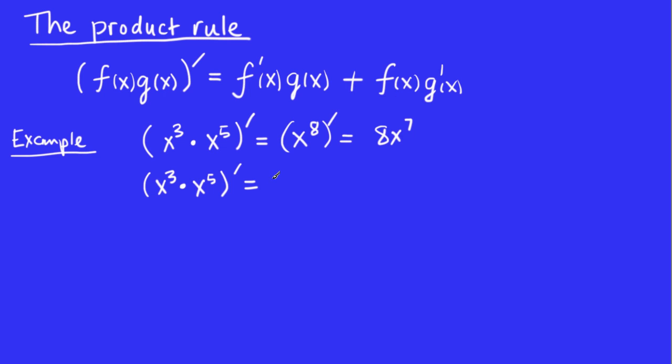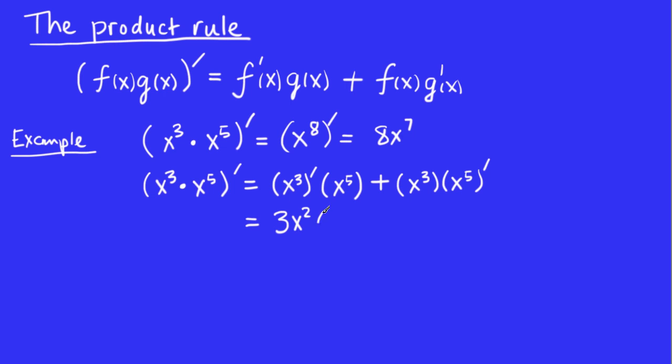It's the derivative of the first one, so the derivative of x cubed, times x to the 5 left alone, plus, now we're going to leave x cubed alone, and then times the derivative of x to the 5. Now let's do it. Derivative of x cubed is 3x squared, and that I'll just recopy. And here is x cubed, and the derivative of this is 5x to the power of 4.